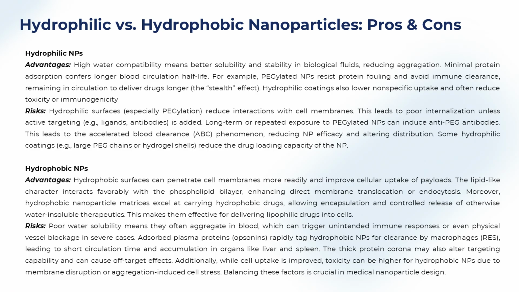Poor water solubility means that hydrophobic nanoparticles often aggregate in blood, which can trigger unintended immune responses or even physical vessel blockage in severe cases. Adsorbed plasma proteins rapidly tag hydrophobic nanoparticles for clearance by macrophages, leading to short circulation time and accumulation in organs like the liver and spleen, which will decrease the targeting effect and also may cause off-target effects.